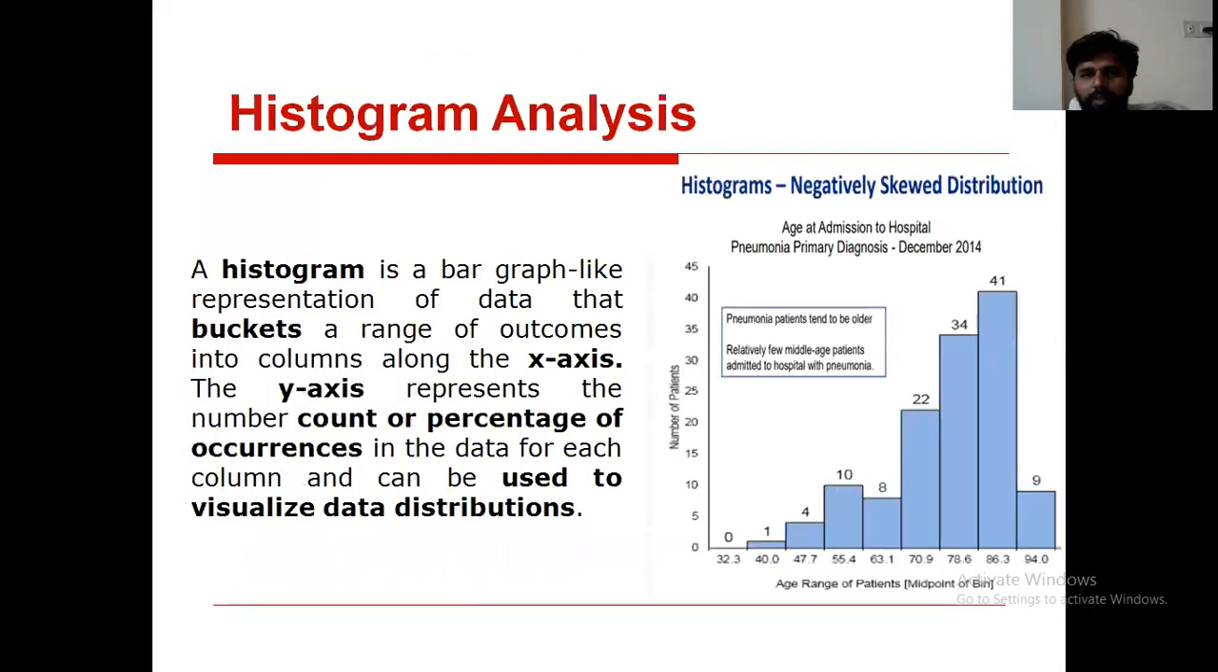Similarly, we are using histograms for data visualization and data distribution. Here each one is called one bucket. See, this bucket contains 9 elements. This bucket contains 41 elements. This bucket contains 34 elements. Like this. Here each bucket shows some count. All these buckets are arranged on the x-axis, and its equivalent measured count is represented on the y-axis. Right?